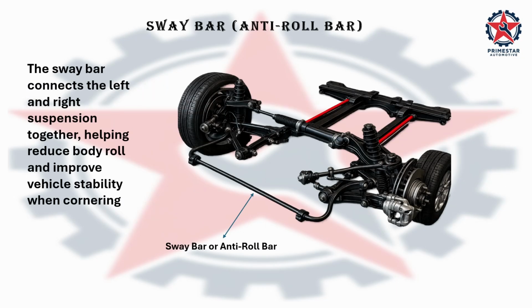Now let us identify the sway bar, which is also known as the anti-roll bar or stabilizer bar. It extends across the vehicle and connects the movement of the left and right sides of the suspension. Its main purpose is to reduce excessive body roll when the vehicle is cornering.